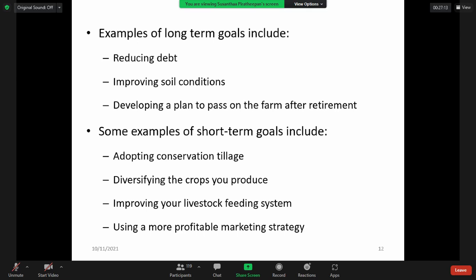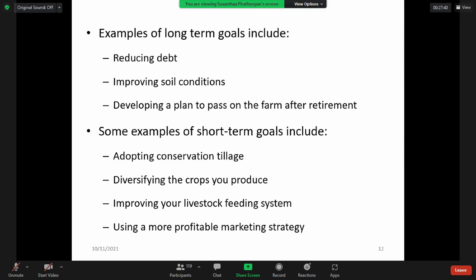The second one, along with getting the profits, we want to make sure the resources are in good condition, so we can improve our soil condition for good productivity of crops and grasses. And the third one, developing a plan to pass on the farm after retirement. And next, some examples for the short-term goals.